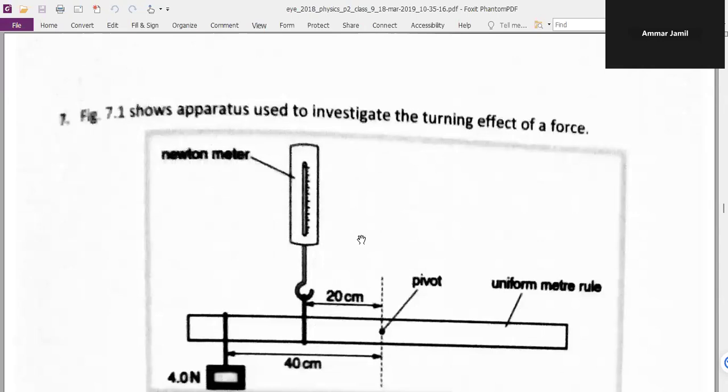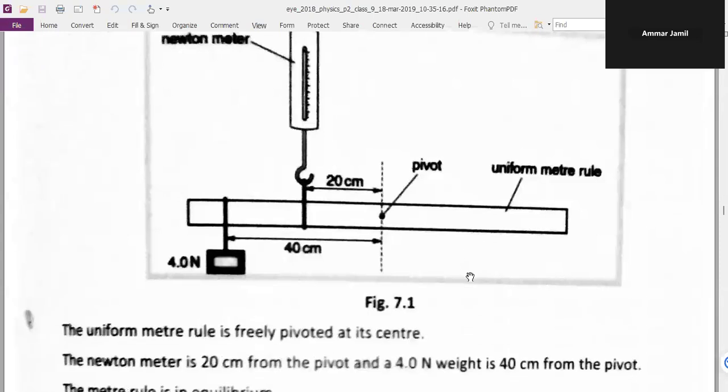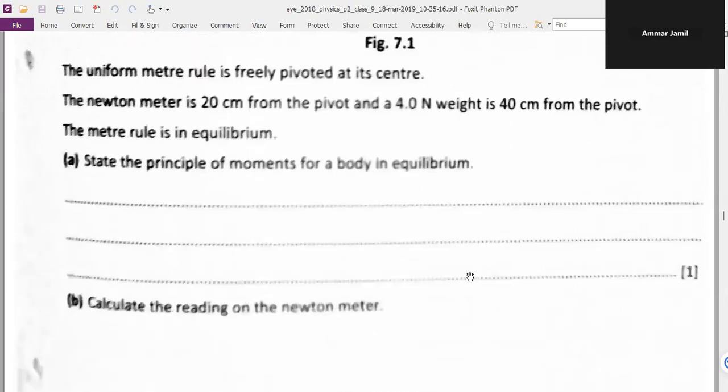In this question, we have this diagram. We can see that this 4 Newton weight is acting as force creating an anticlockwise moment, and this Newton meter is exerting a force in the upward direction. So this will create a clockwise moment. So these two moments will be put equal to each other. And the principle of moments, you should revise it from the book.